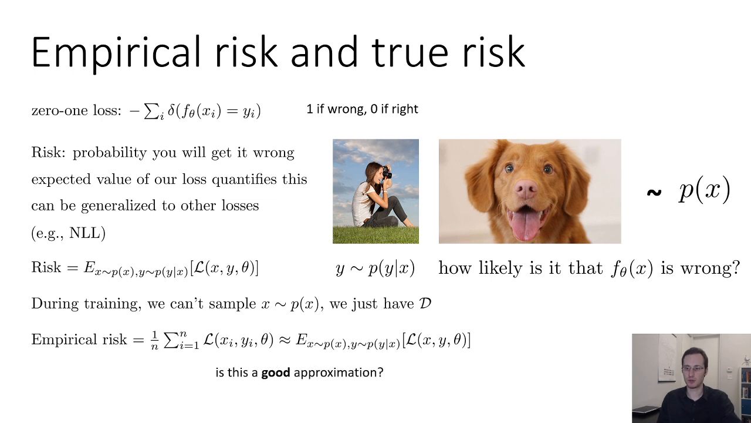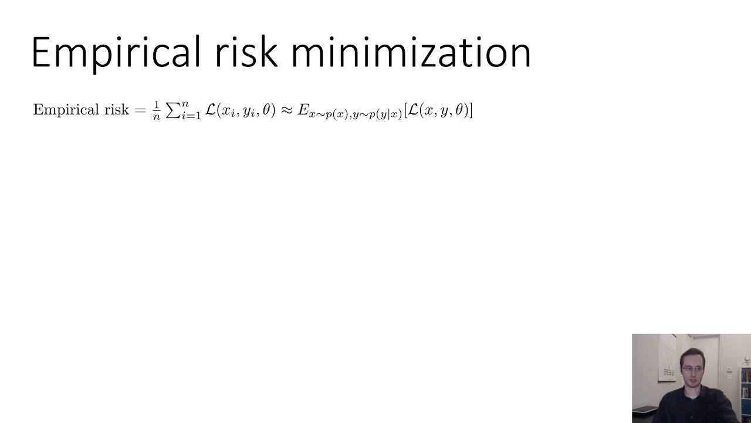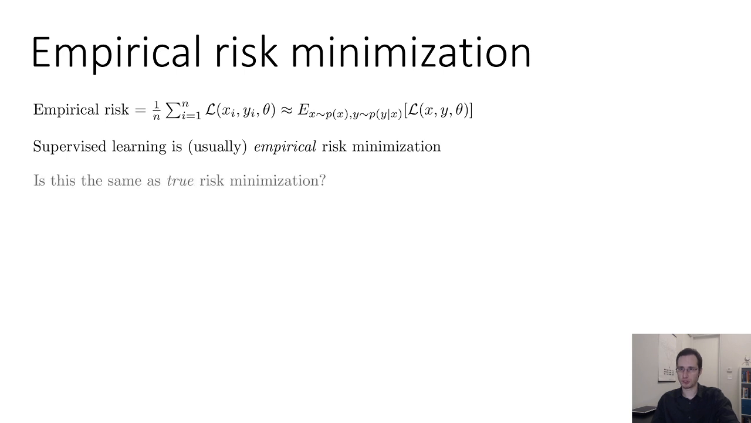Okay, we could ask at this point, is the empirical risk actually a good approximation to the true risk? When is it good, and why is it good, and when might it not be good? Let's talk about that a little bit. So supervised learning is usually empirical risk minimization. Is this the same as true risk minimization? Well, there are two settings that might give you trouble, and in the first one of these, the true risk and the empirical risk are not the same. And this is the setting of overfitting.